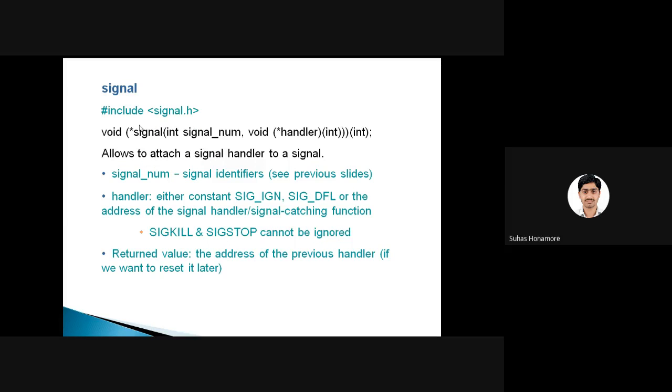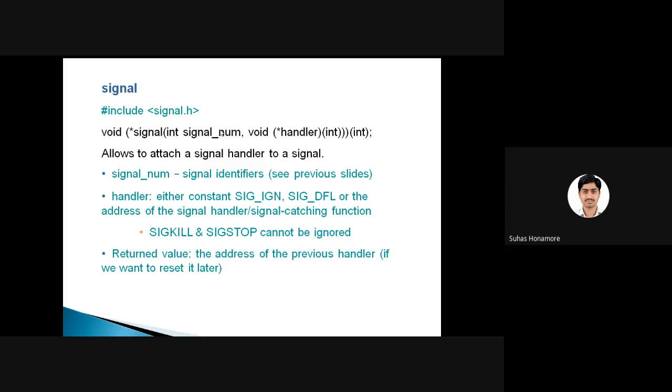How signal is written is nothing but a prototype for a function. Here signal is a system call, and inside it you have two parameters. The first one is a signal number, then the handler. The number says for which signal you want to perform this handler.